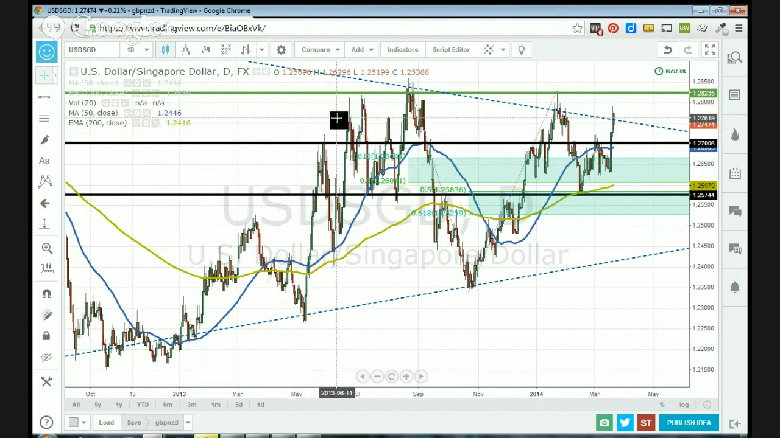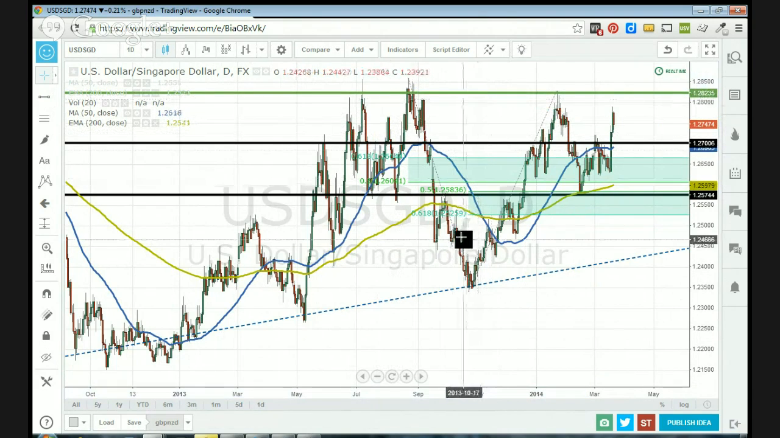Dollar Singapore. Yeah, nothing here at the moment. I'm going to delete this trend line. Kind of be interested in buying. Yeah, if it can fall to 127, I'd be interested in buying. I'll pass on anything else.